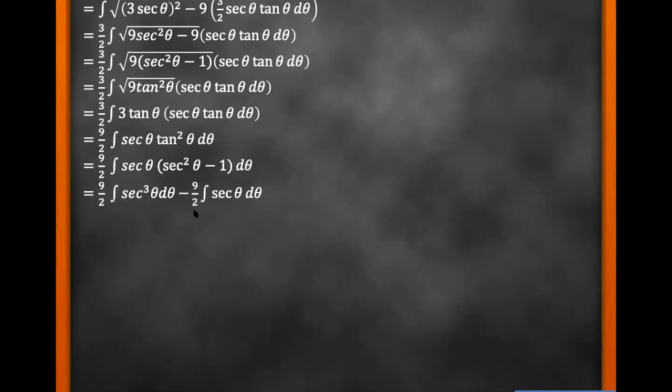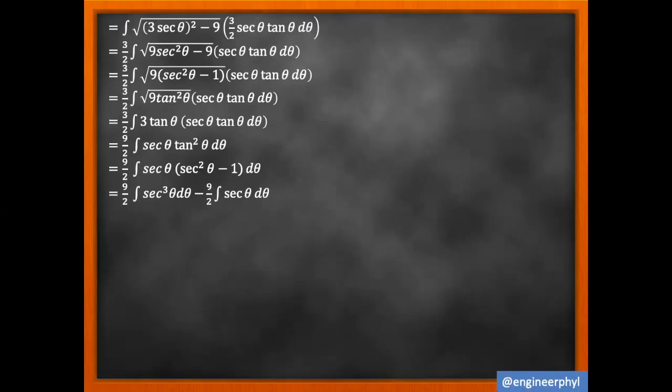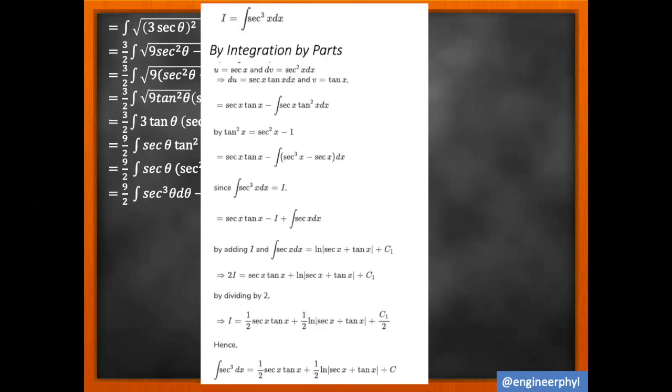So minus 9 over 2 times the integral of secant theta d theta. In the first term, you can see that this can be solved by integration by parts. I'll be showing you the solution, but I will not be explaining anymore how to integrate using the technique of integration by parts. So this is how we determine the integral of secant cube.